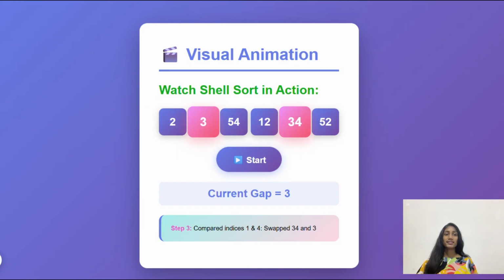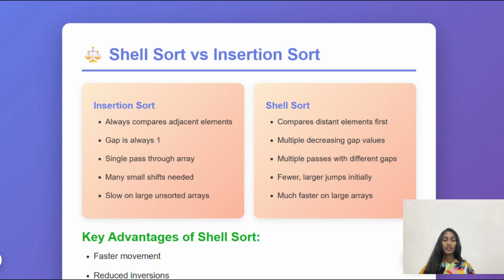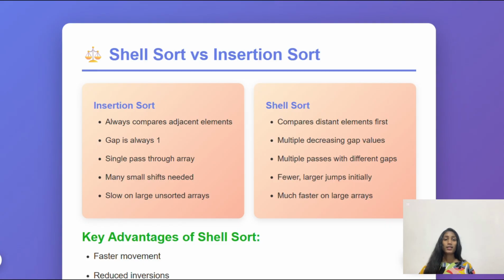So, this animation clearly shows how shell sort improves efficiency by first sorting elements that are far apart and then finishing with insertion sort on a nearly sorted array. Here, we are comparing insertion sort and shell sort to understand why shell sort is faster.